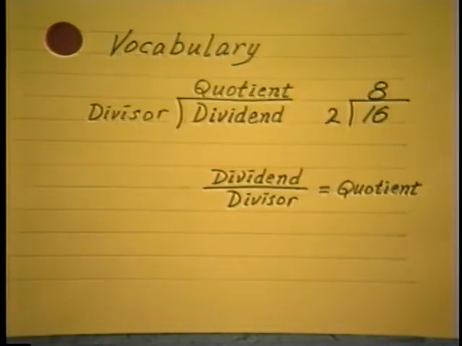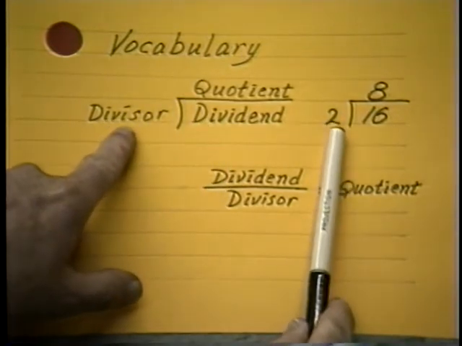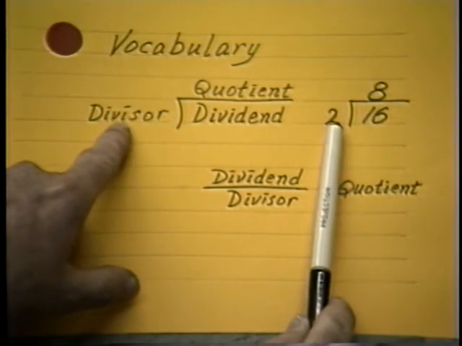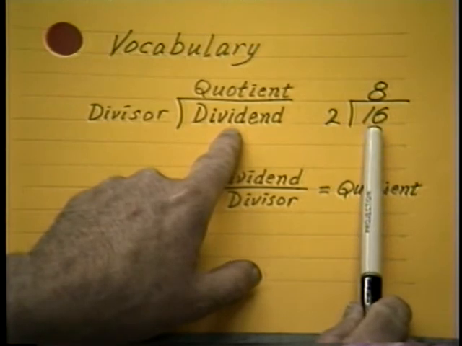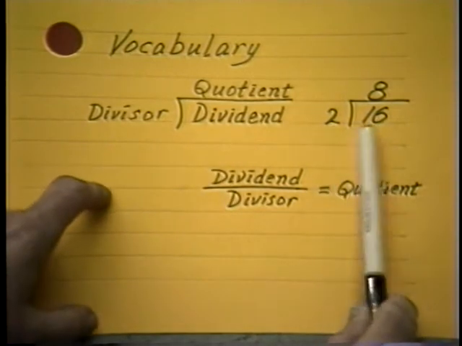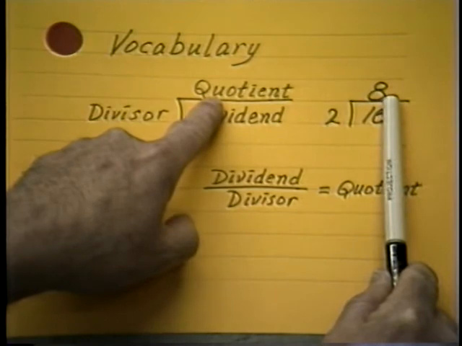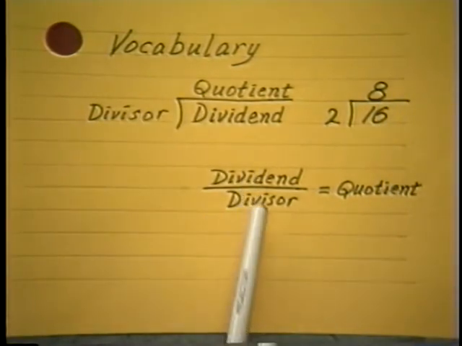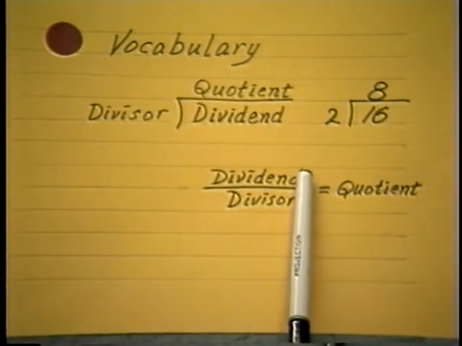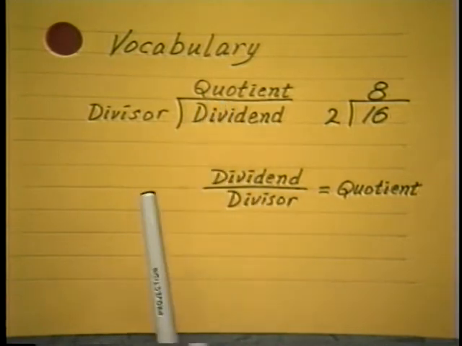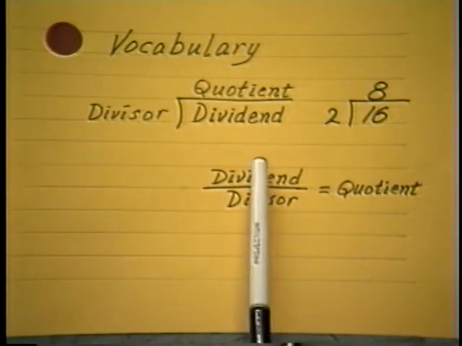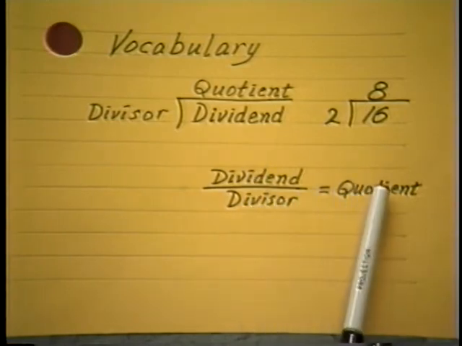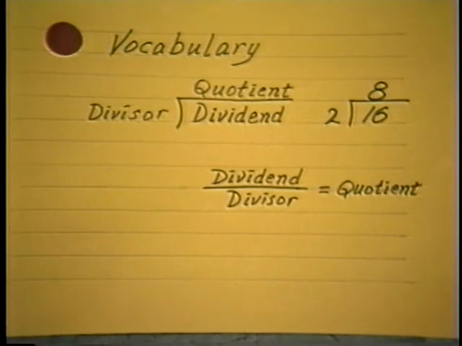Also, let's note our ever-increasing vocabulary. The number that's doing the dividing we call the divisor. The number that's being divided into we call the dividend. The results of the division we call the quotient. So in fractional form, the top is being divided into, hence its dividend. The bottom is what's dividing into it, that's called divisor, and the answer we call quotient.